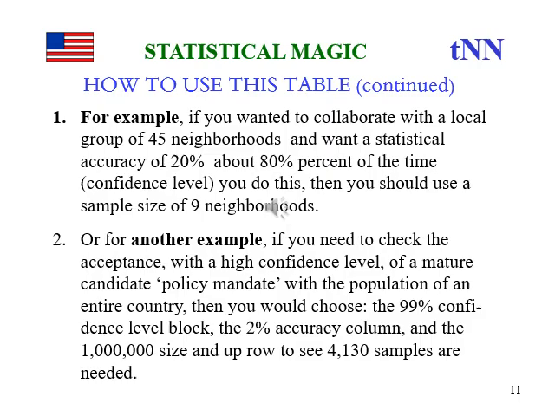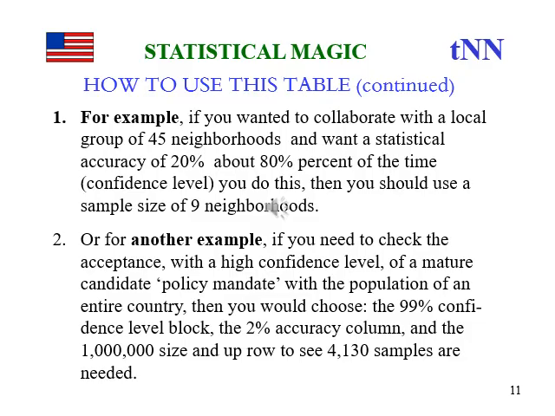How to use the table, continued. For example, if you wanted to collaborate with a local group of 45 neighborhoods and want a statistical accuracy of only 20%, and you want it to be really at 20% at least 80% of the time you do this, then you should use a sample size of 9 neighborhoods.